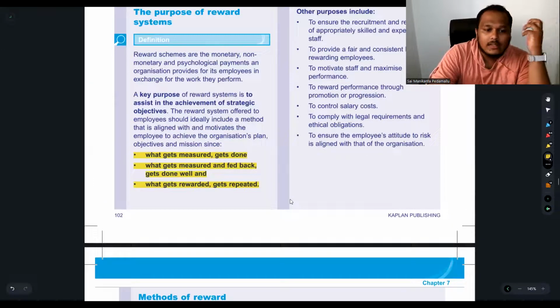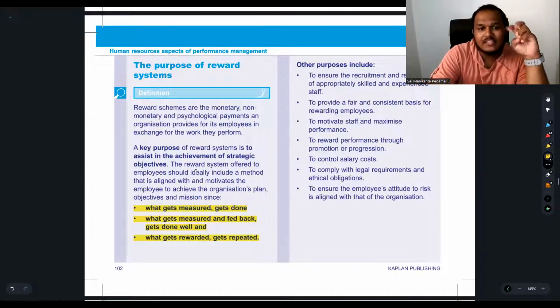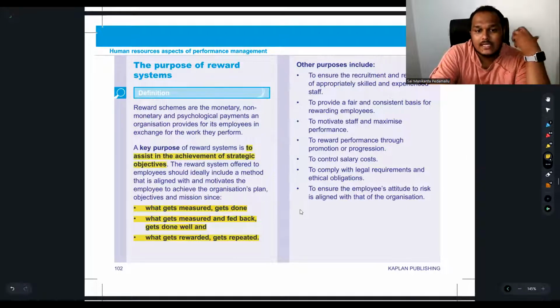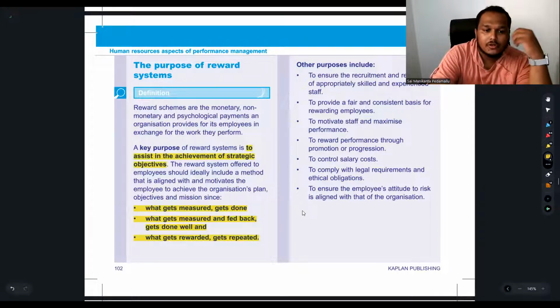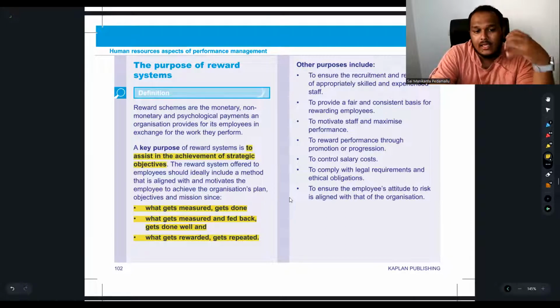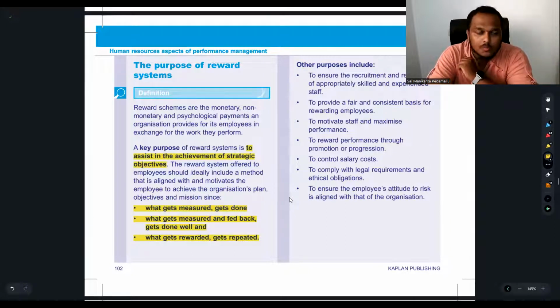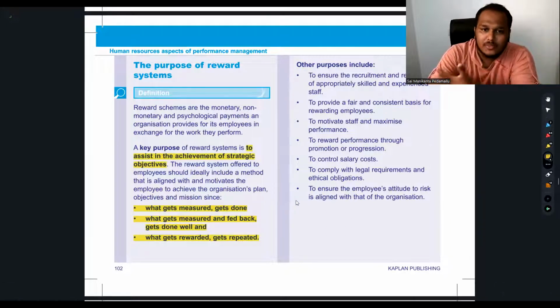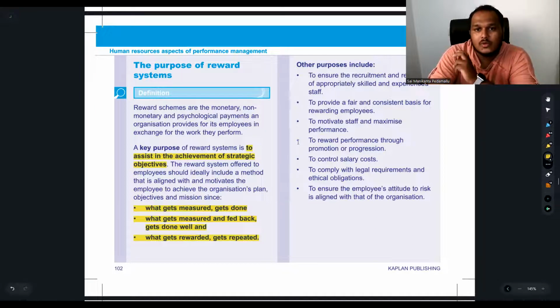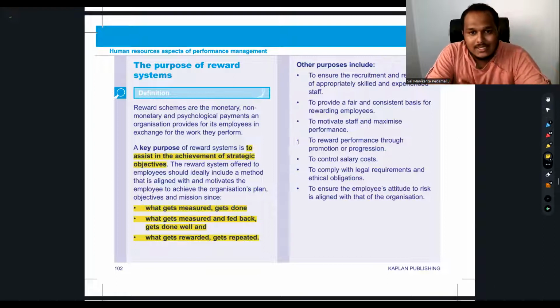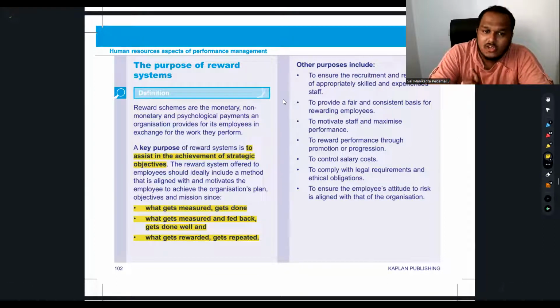Then what is the other purpose of having HRM in our organization? The major purpose is to assist in the achievement of strategic objectives. What kind of role do the HR employees and other workforce of your organization play in reaching your strategic objectives, basically the bits and pieces of your mission statement? How are the human resources of your company contributing towards the organization's overall success? That is the major key point for us.